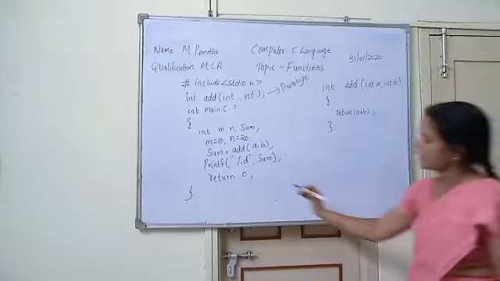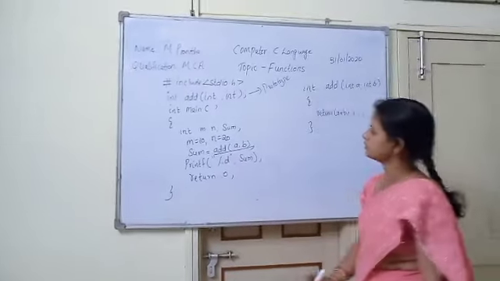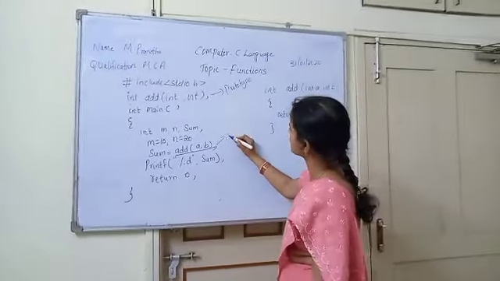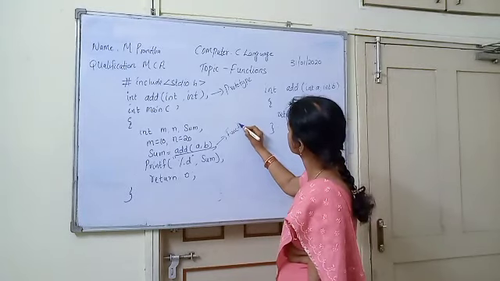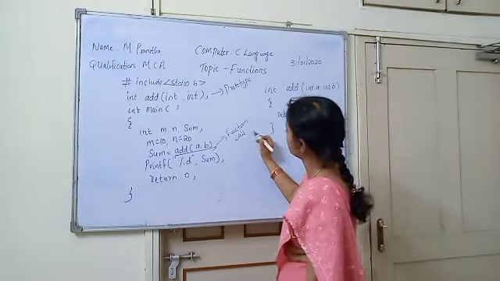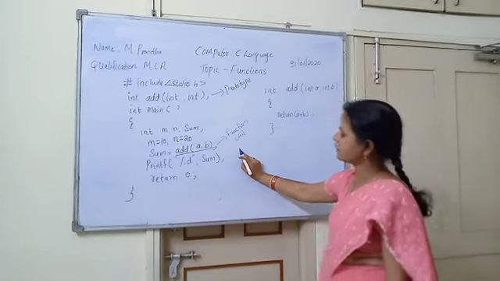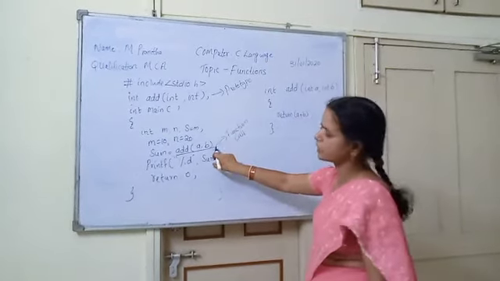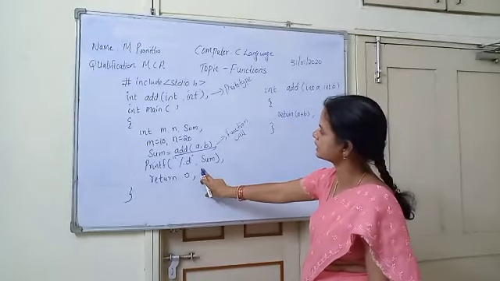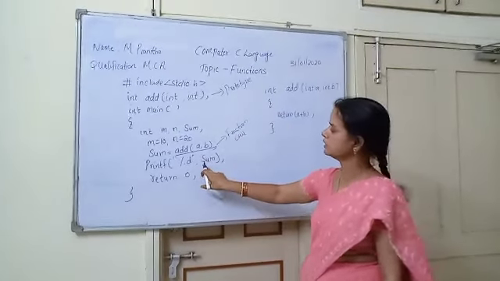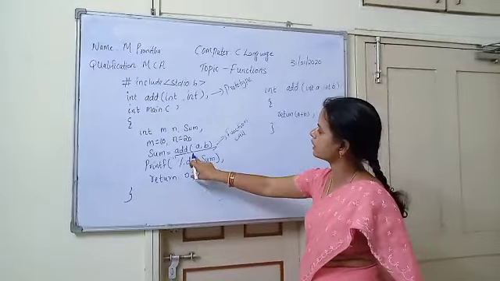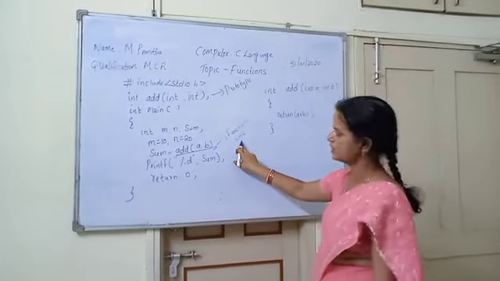Now here, add of m comma n, this is nothing but the function call. Function call, or you can also call it invocation. Function invocation. So we are invoking this function. We are calling it in the main method, the main program. That's why this is called the function call.